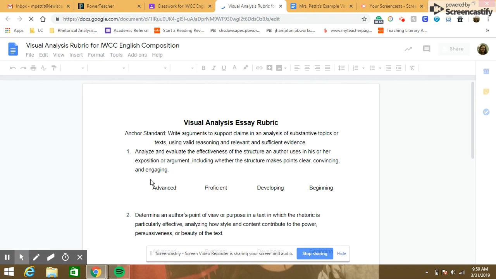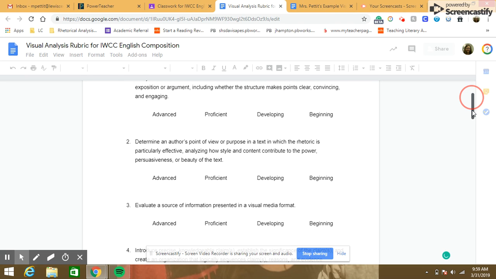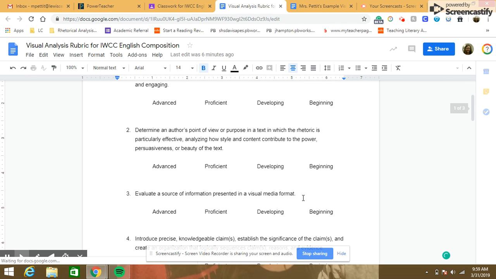Okay. Your rubric is on here as well. It's very similar to the rubric that you had for your rhetorical analysis essay. I think the only one that is changed is that you evaluate a source of information presented in visual media format. Otherwise, all the standards are the exact same standards that you looked at for the rhetorical analysis essay.